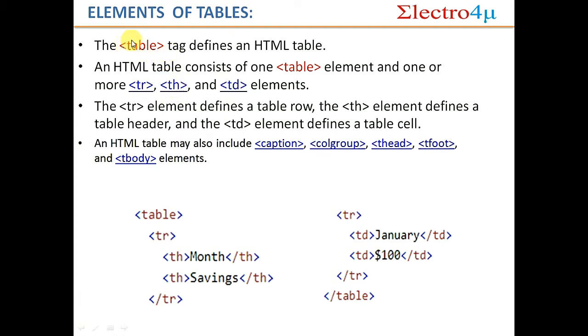Okay. And a table starts with the table tag and closes with the table tag. An HTML table may also have some other options: caption, color, thead, tfoot. Thead means table header, tfoot means table footer, tbody means table body, and table means table. And how to write like that? I will show you after this lecture, after this slide, how to write it in HTML.